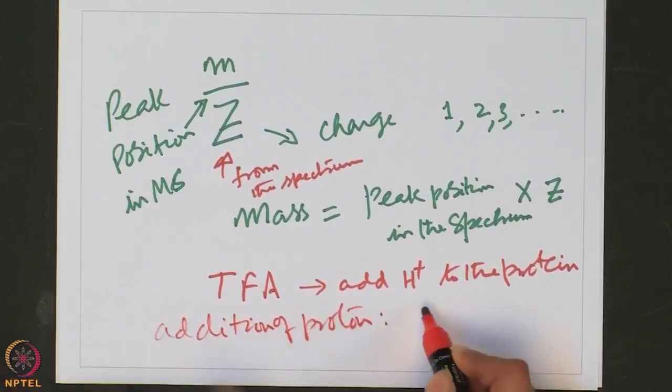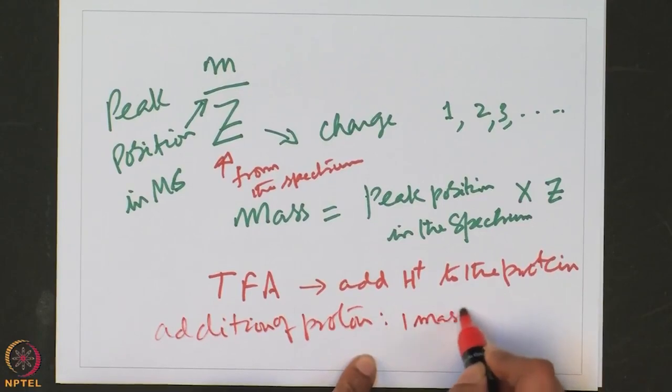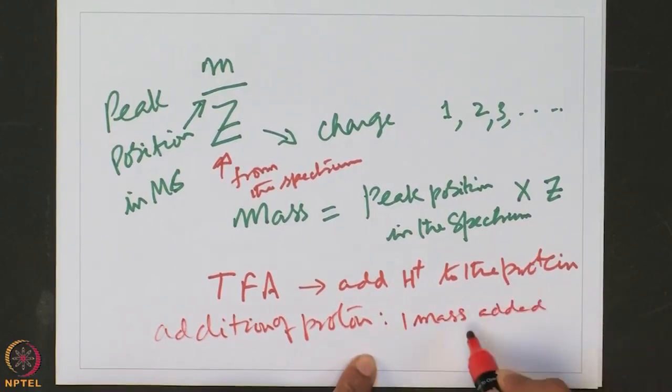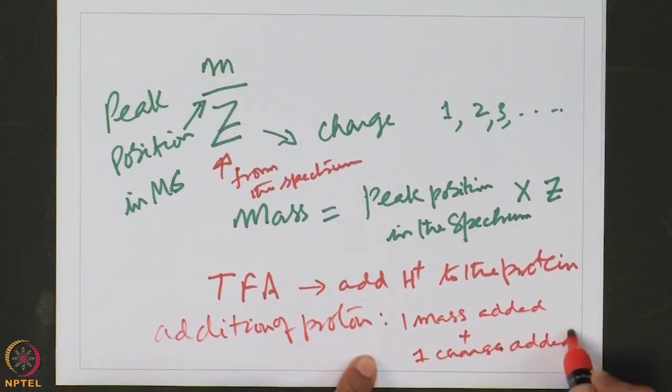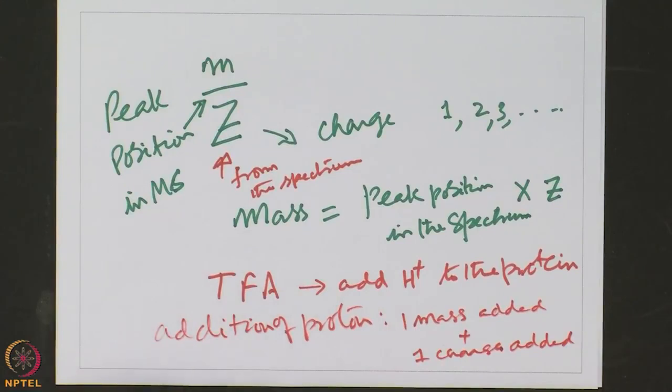Addition of a proton is one mass added, plus one charge added. That's how you need to calculate and get the corresponding thing. So now you know how many charges you added, how many protons you added, and from that you can make out. This is possible because there are a lot of side chains in the protein which can take up protons, so it can be protonated to some extent, to a greater extent, much more extent too.